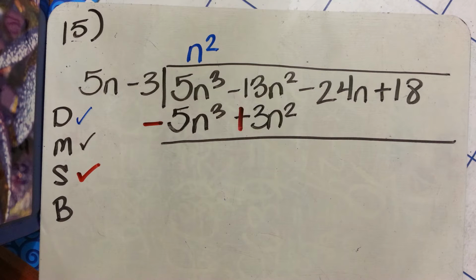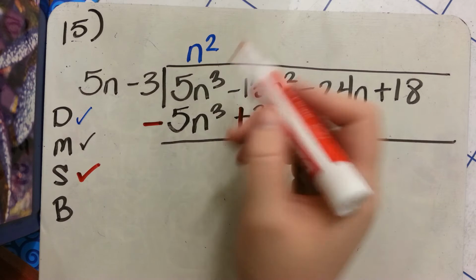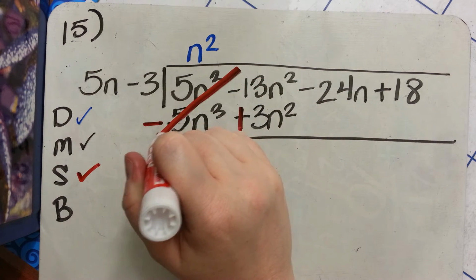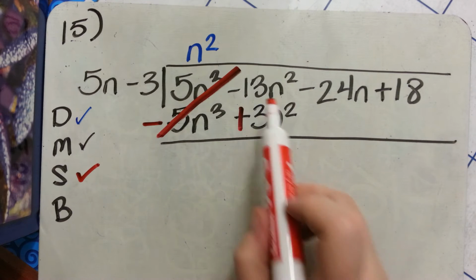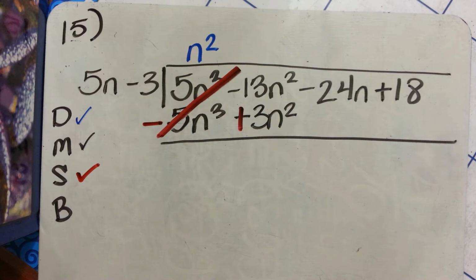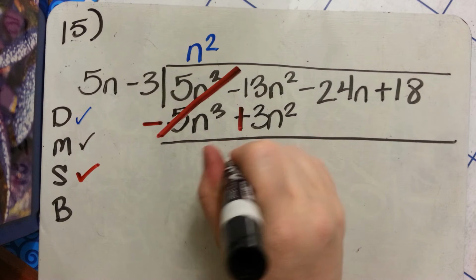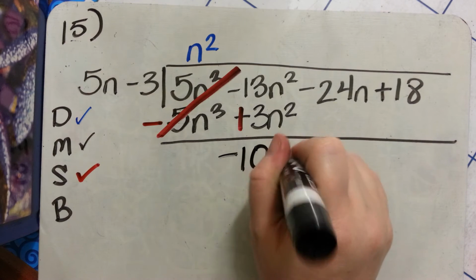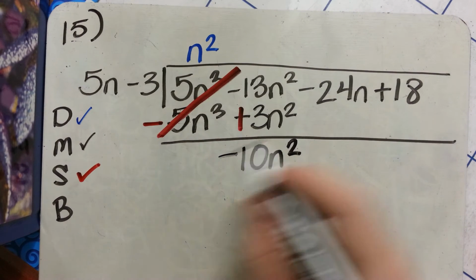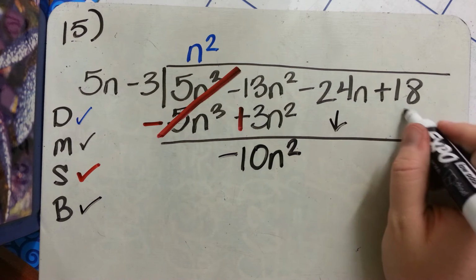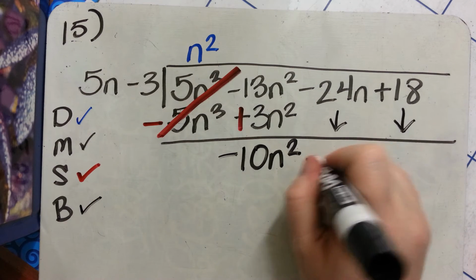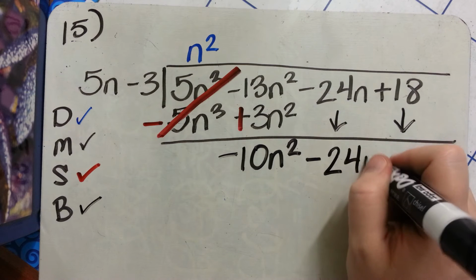So your first two terms, if you notice, are going to add up to 0. All right, and that will always happen if you're doing it properly. We're going to add these up. We've got negative 13n squared plus 3n squared. That's going to give us a negative 10n squared. And then that's our subtraction step again. And lastly, we have to bring down. Bring down negative 24n and bring down positive 18.